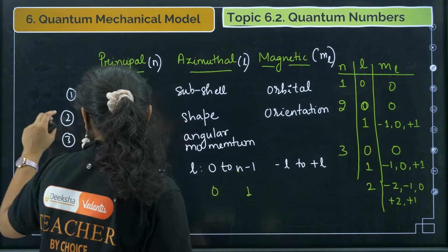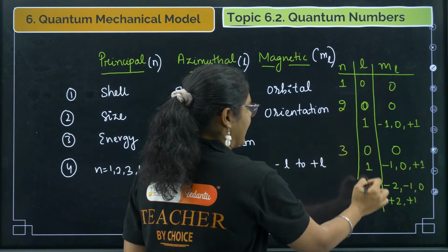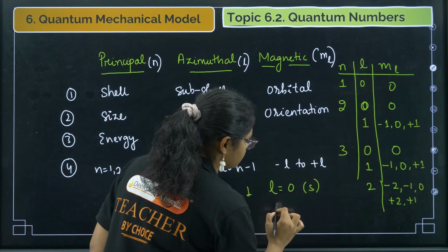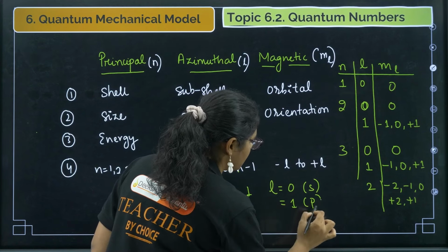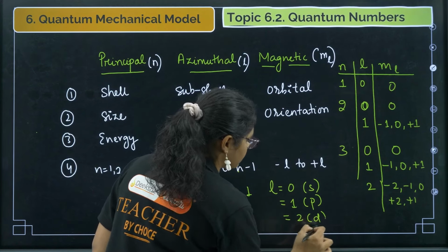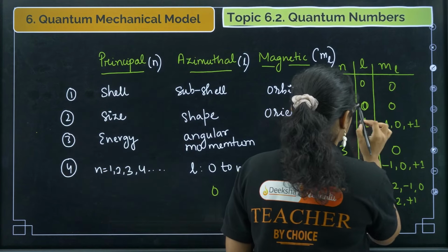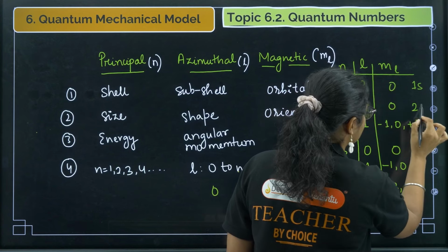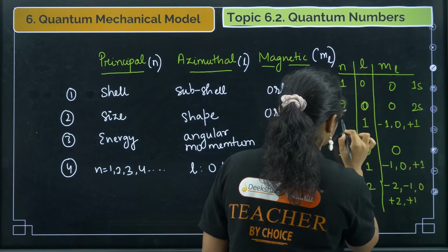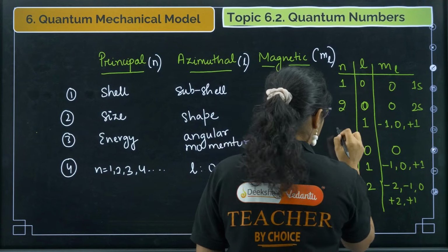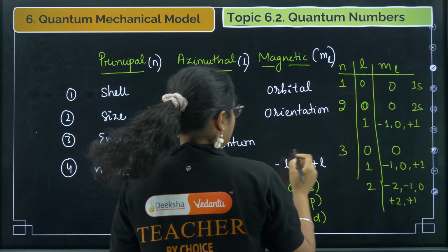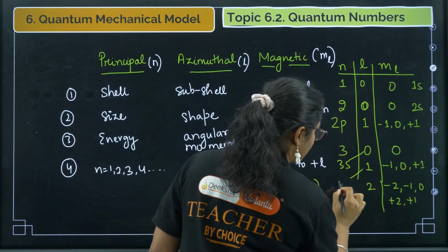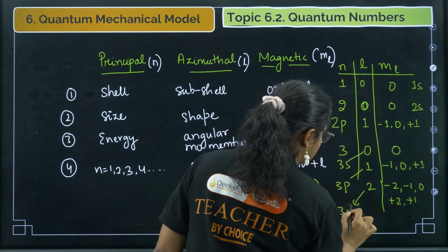So now, if you see here, for L values, there is some nomenclature. If L value is 0, it is named as S. If L value is 1, it is P, and if L value is 2, it is D. It will go further also. So now I can write that this is 1S, here it is 2S, and here it is 2P, then we have 3S for this one, then I have 3P, and I have here 3D.